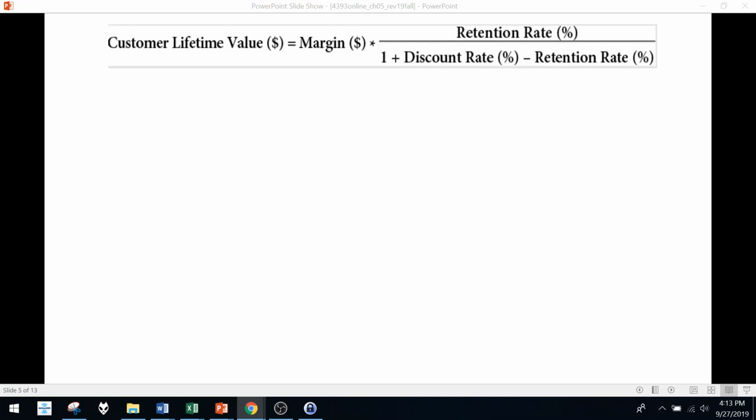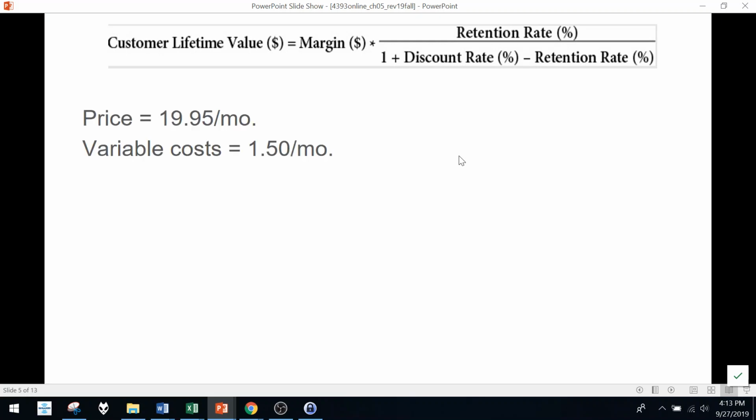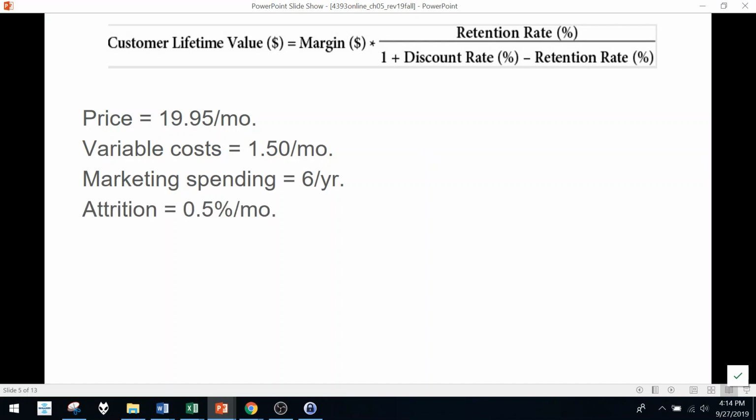Okay, and discount rate is just basically the future value of money today. Okay, and it's just something that you figure in. Okay, so internet service provider charges $19.95 a month. Okay, they know their variable cost per month per customer is $1.50. Okay, they know they spend $6 per year per customer on marketing. Attrition or churn is 0.5% per month. That's given. We're given a discount rate of 1%. The question is, what is the customer lifetime value?